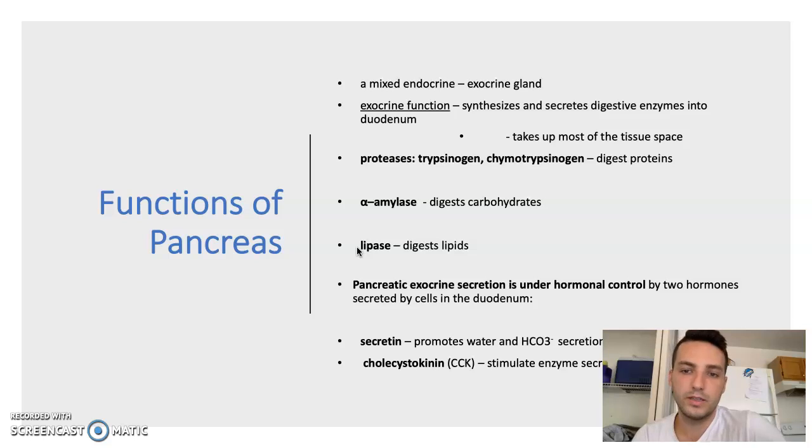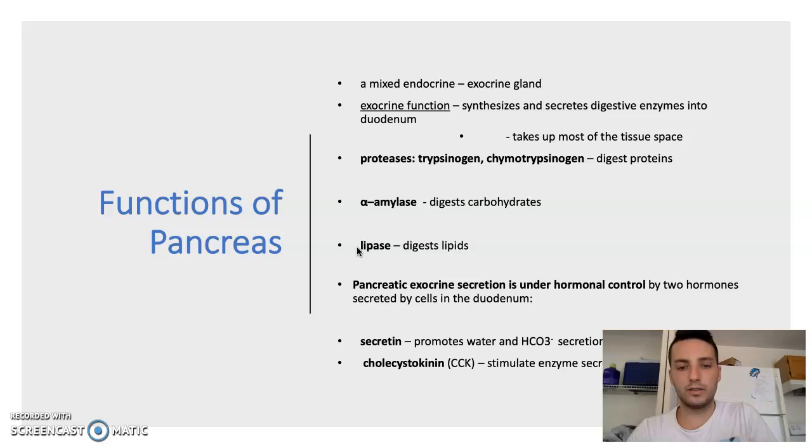There are three different types of digestive enzymes. They are proteases, which are trypsinogen and chymotrypsinogen, and these digest proteins. The alpha amylase is the digestion of the carbohydrates. And then there are the lipases, which are the digestion and breakdown of lipids.